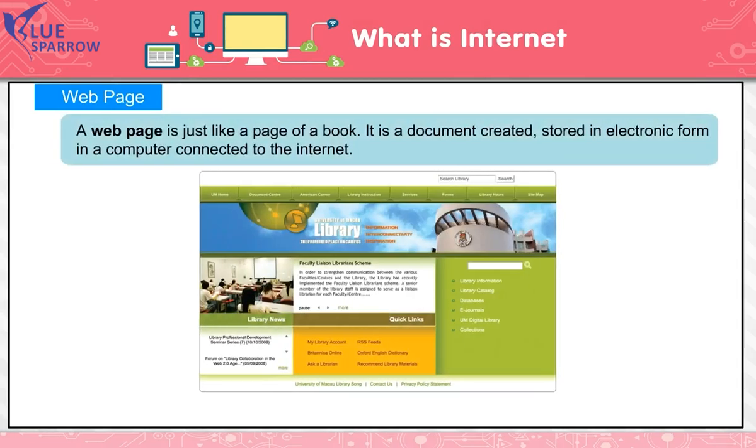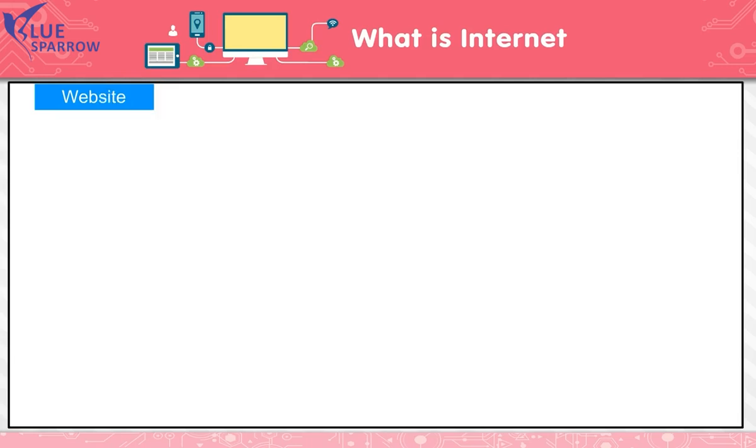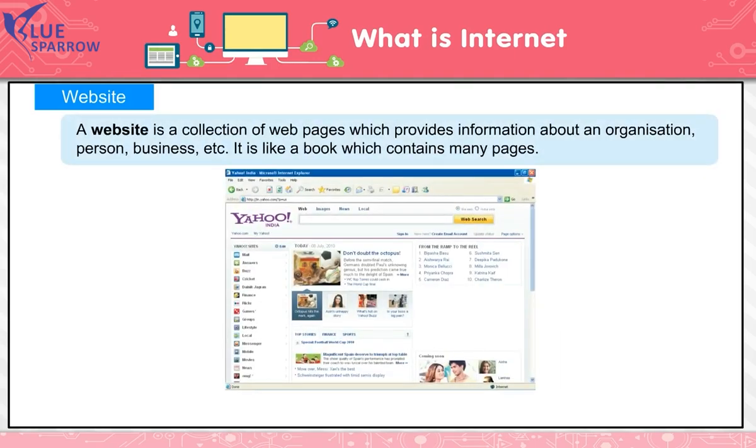Web page. A web page is just like a page of a book. It is a document created and stored in electronic form in a computer connected to the internet. Website. A website is a collection of web pages which provides information about an organization, person, business, etc. It is like a book which contains many pages.